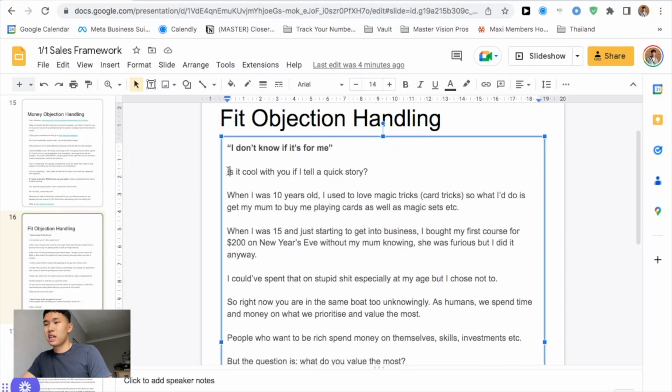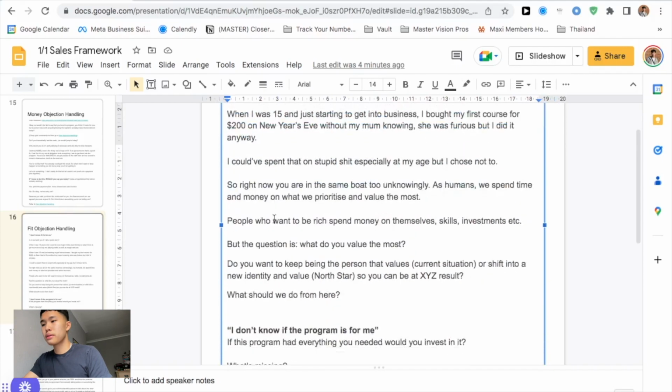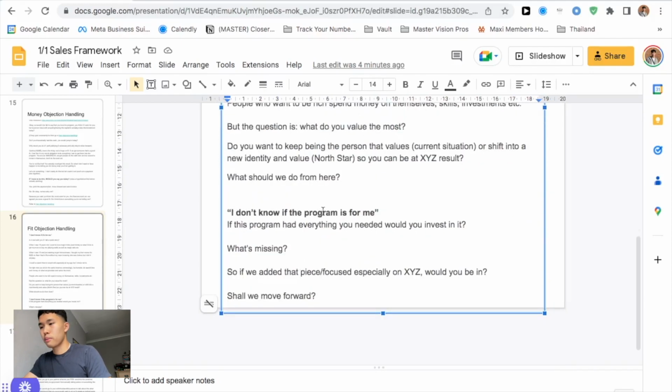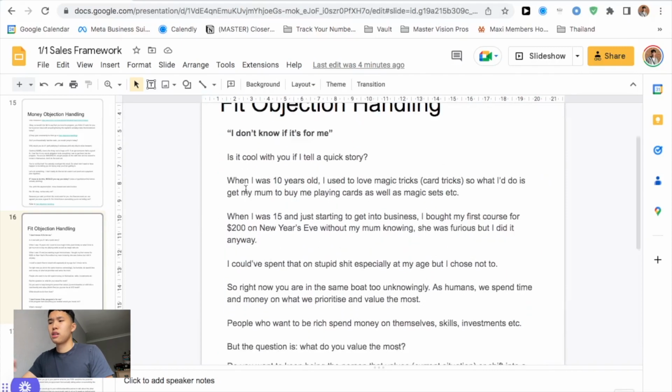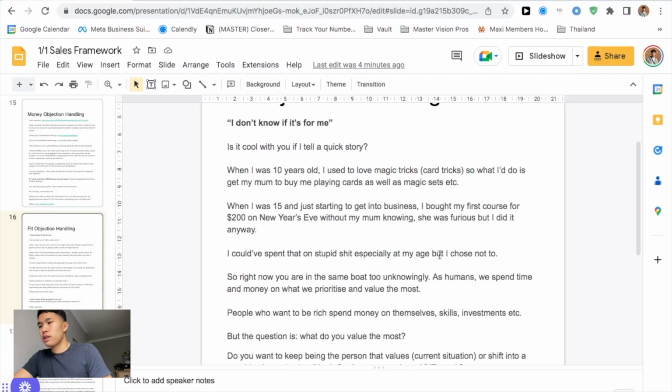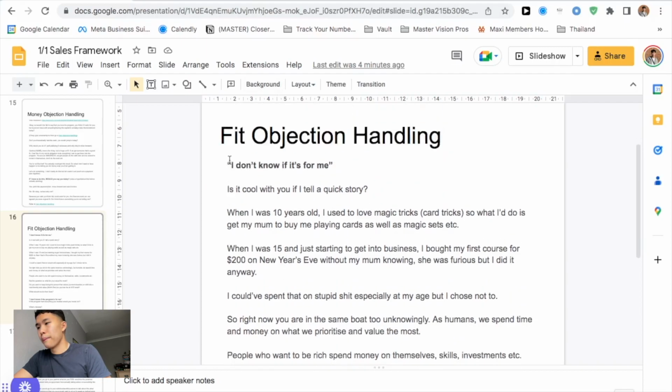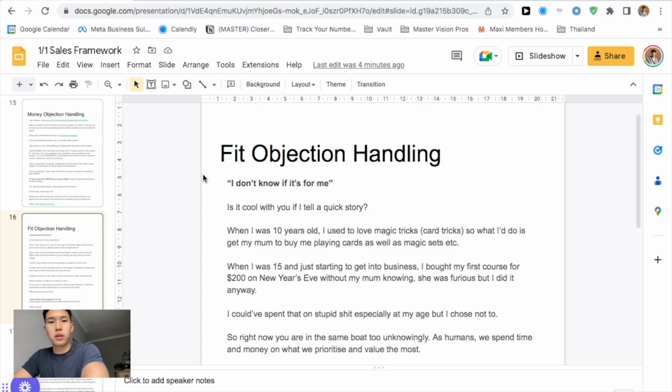Fit objection handling. So things like, I don't know if it's for me. I don't know if the program's for me. Listen, I don't know if I'm the type of person to be doing this. Stuff like that. So here's my example. This is the one I'm least comfortable with, I'll be honest, because I haven't practiced it much. But if they say, I don't know if it's for me, that's when you pitch in your own story. Because I think that's the best thing to do here.